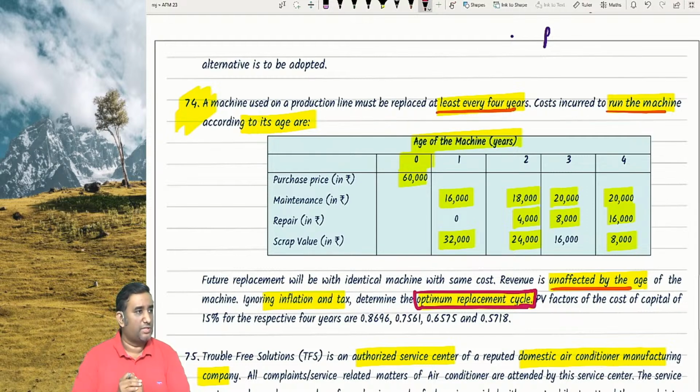Because this involves only cost data. If I buy today and run for 2 years, the 2-year cost will come. If I buy today and run for 3 years, the 3-year cost will come. I cannot compare 1-year cost with 2-year and 3-year costs. I have to calculate on an average how much the cost is every year.